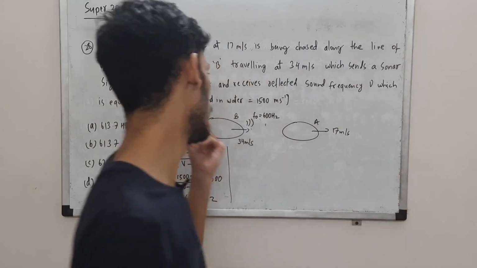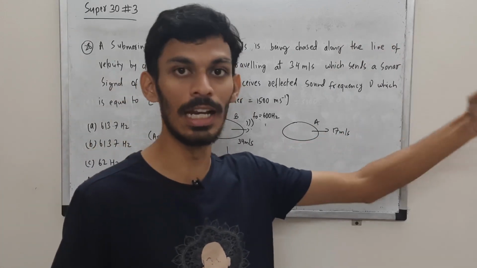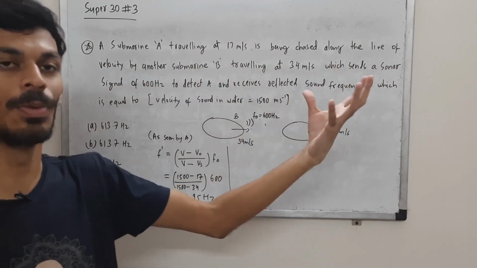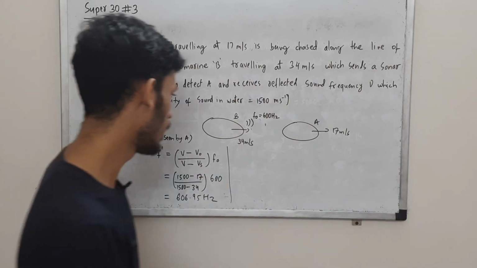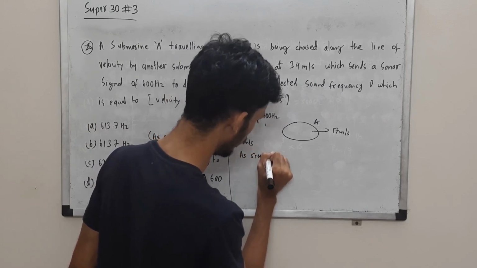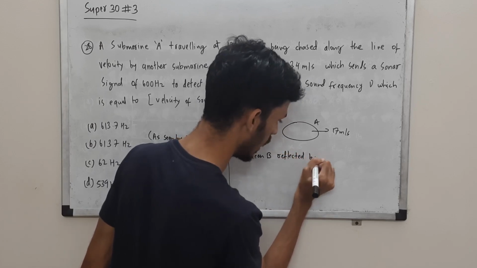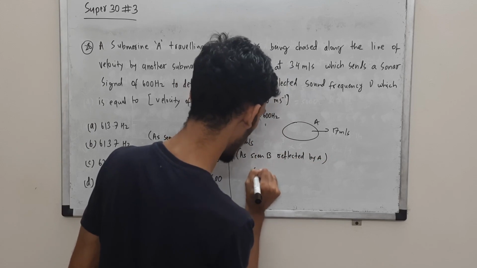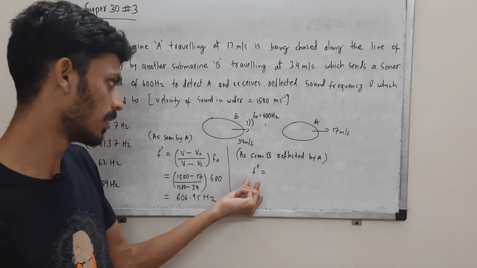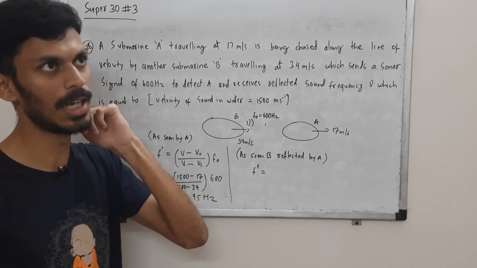The sound waves start from here, go to submarine B, hit submarine B, and are reflected from submarine B. Now we can assume that A is acting as a source. As seen by B, this is the reflected case, reflected by A. So A will act as a source, right? So f double dash, this is as seen by B, A acting as source. This is the wave frequency which the submarine B will receive.